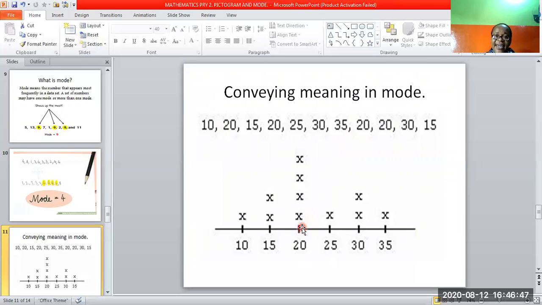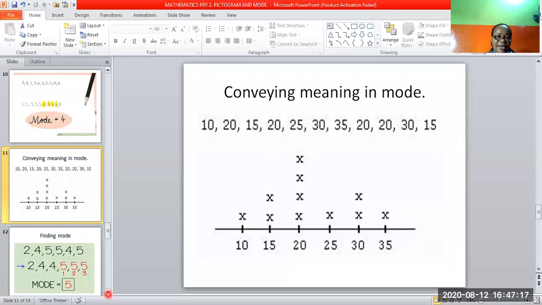Therefore, we can say that 20 is the mode of these given numbers. 20 is the mode. Why? Because it's the number that is represented 4 times. It appears 4 times. It shows up 4 times in the given numbers. Therefore, 20 is the mode.